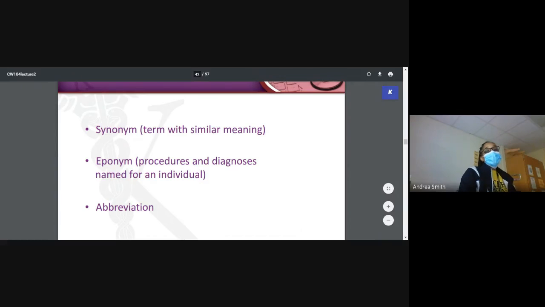Or Alzheimer's, that was named after somebody. So a lot of these viruses that you come across, they were named after someone. Abbreviations can also be coded, so you have to get very familiar with your medical abbreviations.